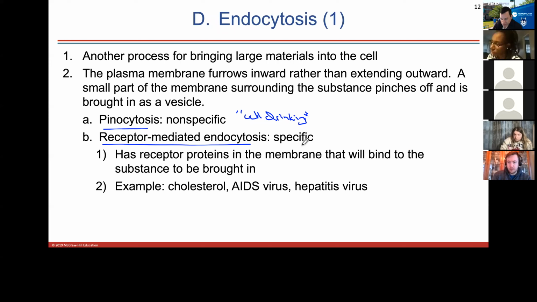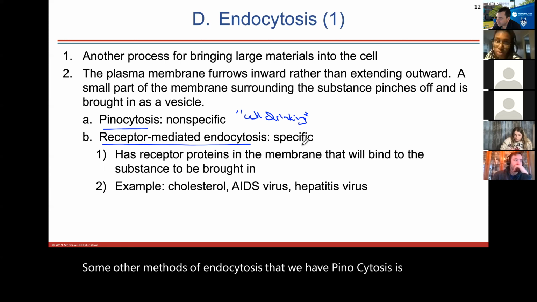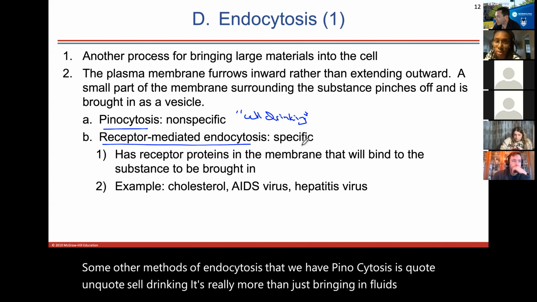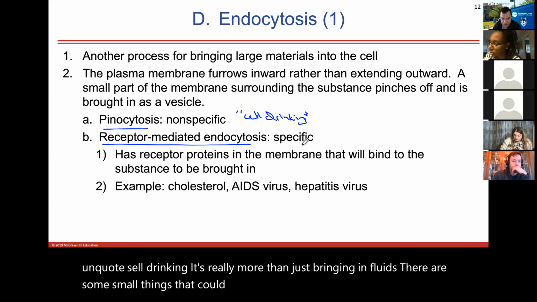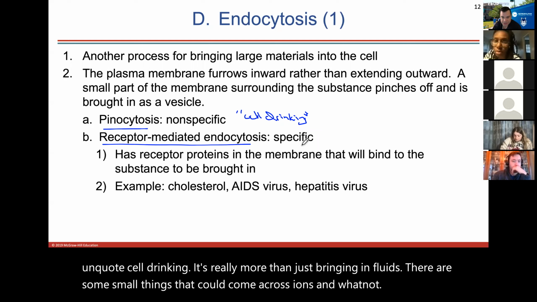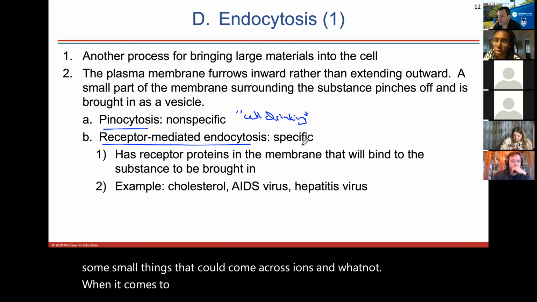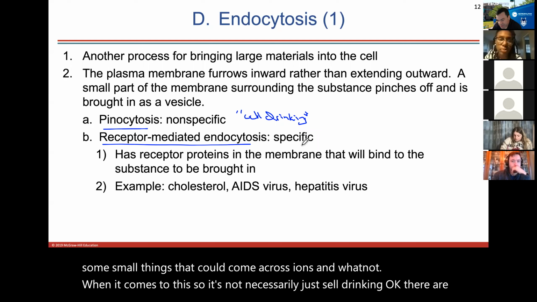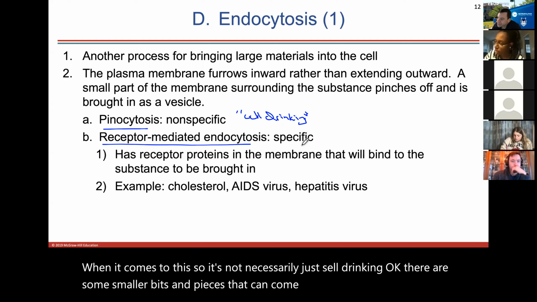Some other methods of endocytosis that we have, pinocytosis is quote unquote cell drinking. It's really more than just bringing in fluids. There are some small things that can come across, ions and whatnot, when it comes to this. So it's not necessarily just cell drinking. Okay. There are some smaller bits and pieces that can come in and come across that way. It's generally not very specific.